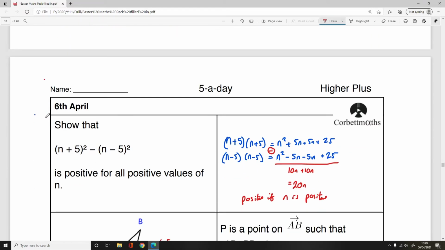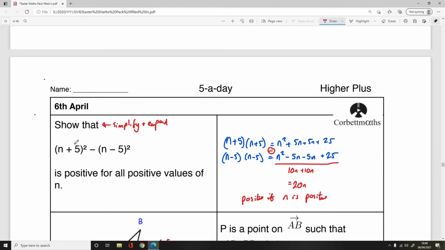Okay, then we're on to higher plus. So show that. Generally, any sort of situation where it's show that, we want to simplify and expand, or expand and simplify whatever is given, and try and make it look like the thing that we're trying to get.